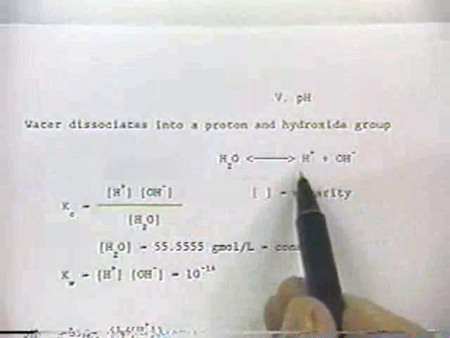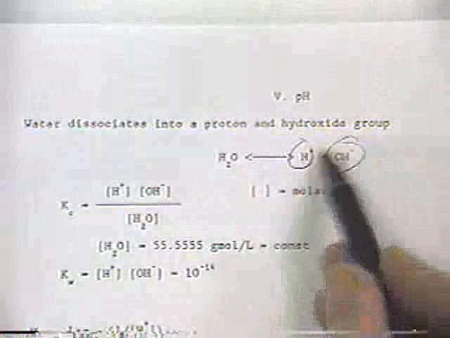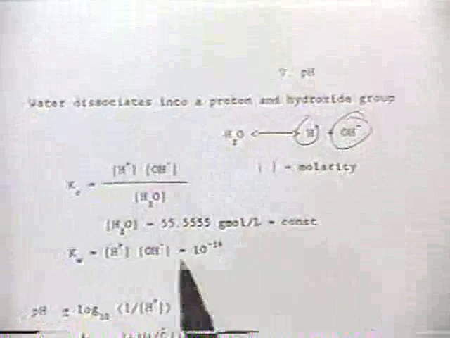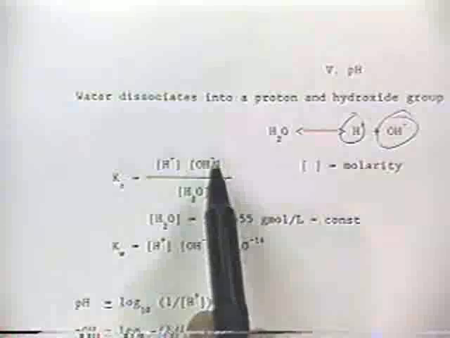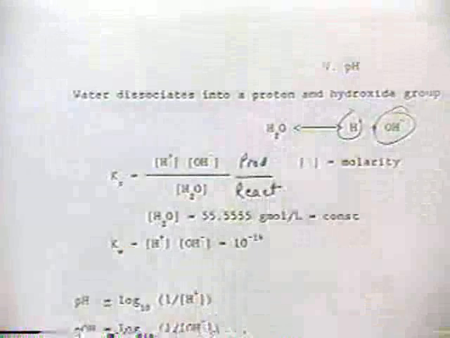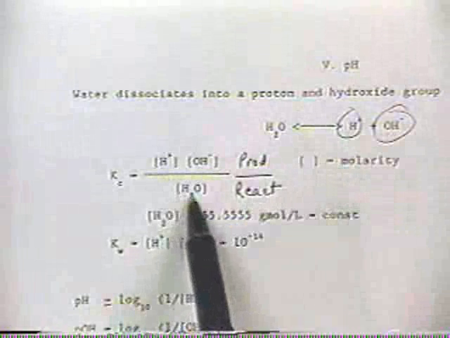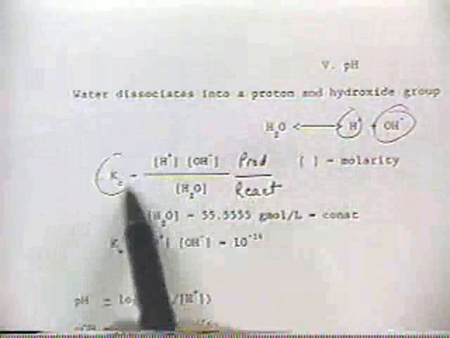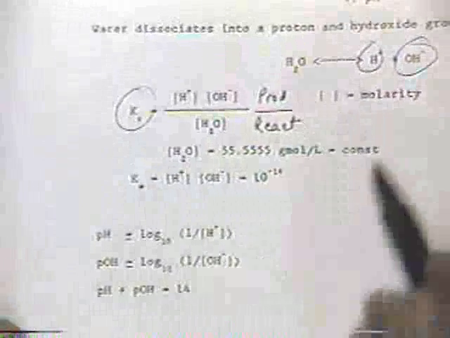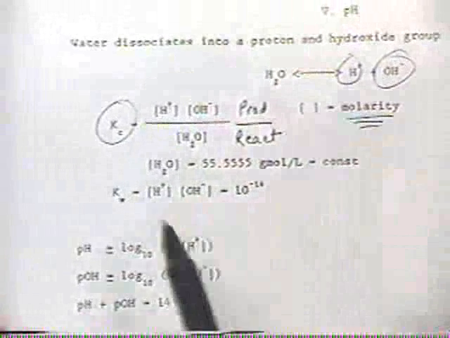Water dissociates, that is, it spontaneously breaks apart into a proton, which we symbolize as H+, and a hydroxide ion, and it's an equilibrium. Now, anytime you have an equilibrium, you can write the equilibrium as products divided by reactants. So in this case, the products are a proton and a hydroxide ion, and the reactant is water. And it's equal to a constant, the equilibrium constant. Now, we use these square brackets to indicate concentration expressed in molarity.